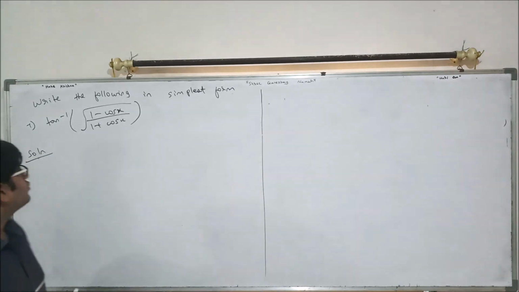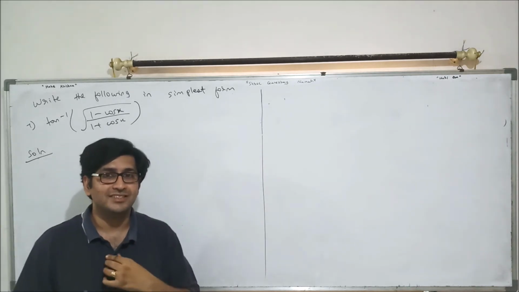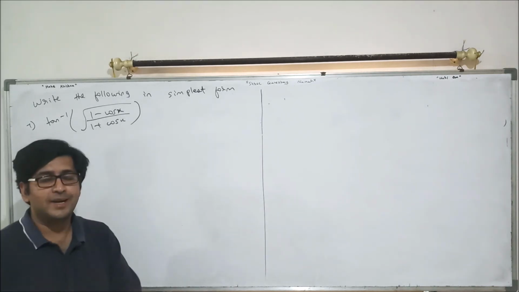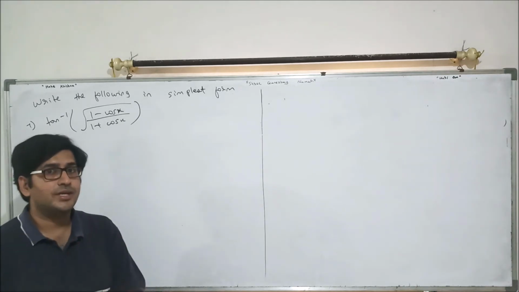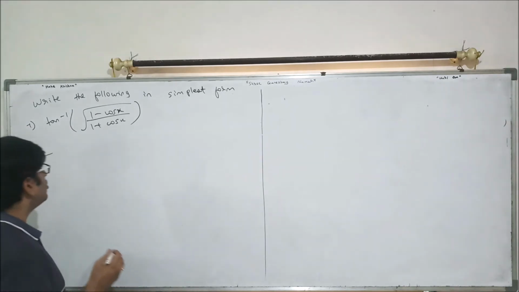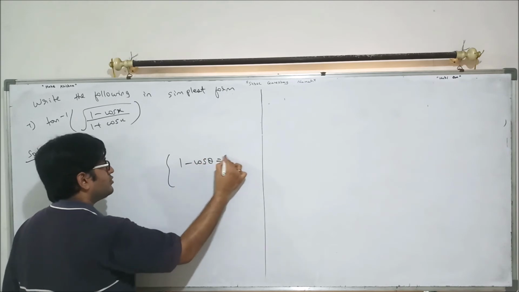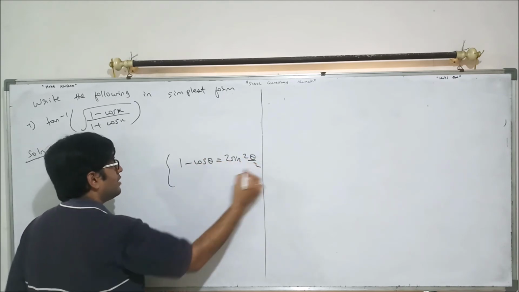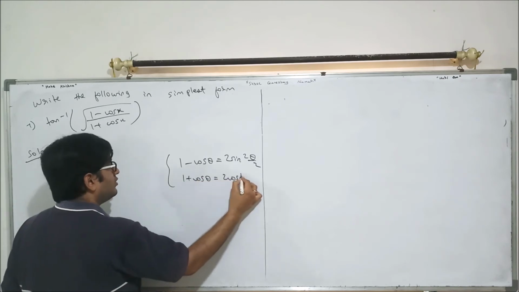Okay students, now in the 7th question, he wants you to simplify tan inverse of root of 1 minus cos x upon 1 plus cos x. Now students, tan inverse is sitting outside, so somehow we have to bring a tan function inside the bracket, so that in the last step we can apply the formula tan inverse of tan x is x. Okay, we know the trigonometric formula for 1 minus cos theta. What is it, students? It is 2 sin square theta by 2, and the formula for 1 plus cos theta is 2 cos square theta by 2.